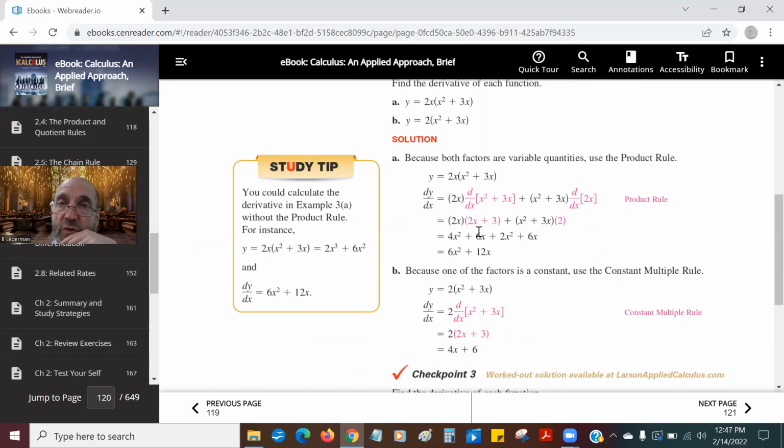So it's 2x times 2x plus 3, because that's the derivative of this guy, plus x squared plus 3x times 2, because that's the derivative of that guy. Combine everything, you get 6x squared plus 12x.